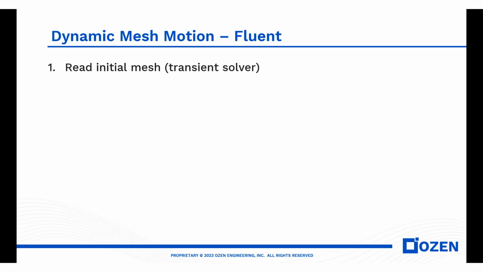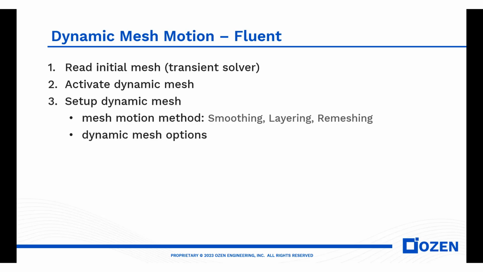When we want to use dynamic mesh motion, we need an initial mesh. Be sure that we are working with the transient solver, and activate the dynamic mesh. We need some setup for the dynamic mesh motion, like the method that we want to use, and some options to smooth out the mesh motion and keep the quality of the mesh cells during the motion, because we don't want excessive distortion of the mesh shape or size after the motion.